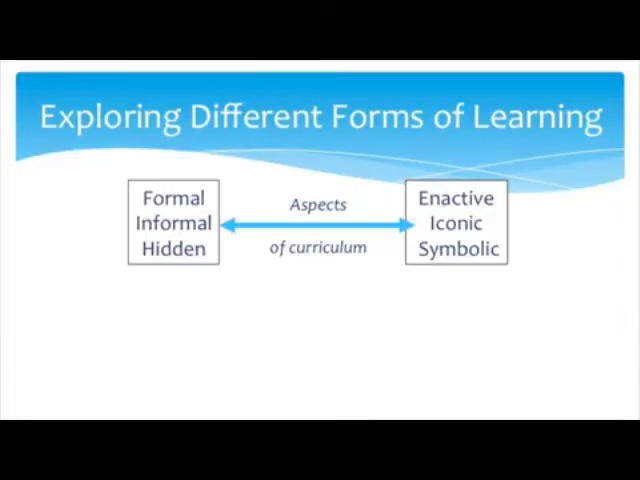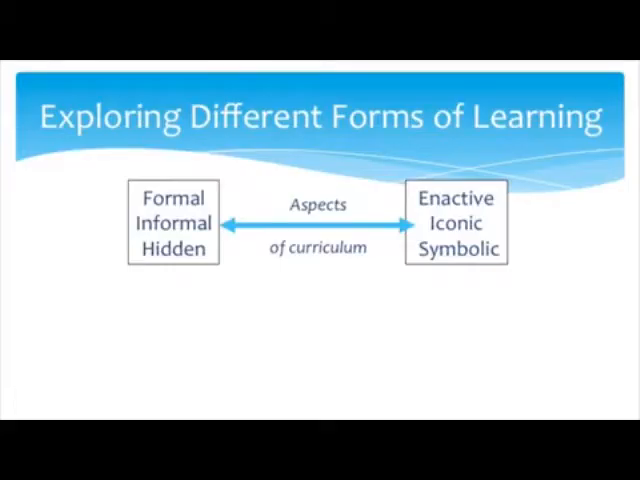Now we want to look at the aspects of curriculum that we discussed earlier. We have formal, informal, and hidden curriculum that we have seen. And at this point, I would like to introduce Jerome Bruner's 3 aspects of curriculum, that is enactive, iconic, and symbolic. Enactive talks about the active participation or active doing of things by students.